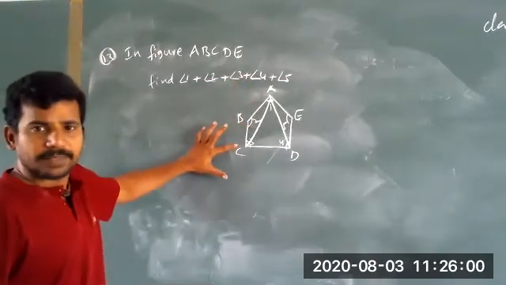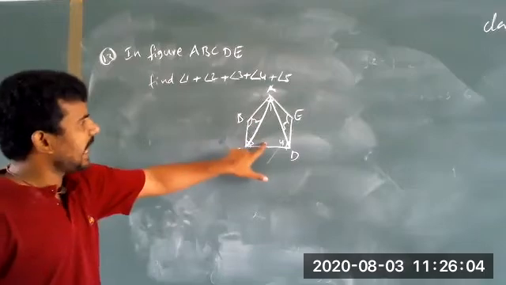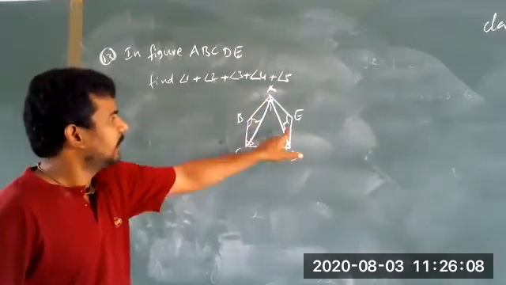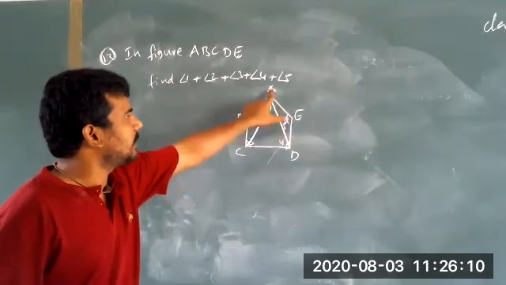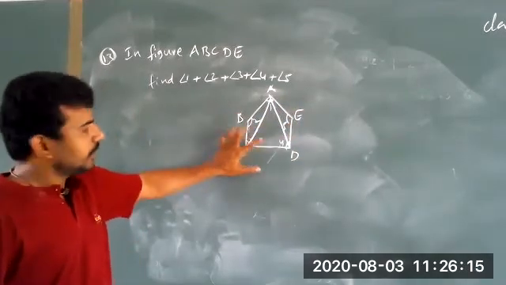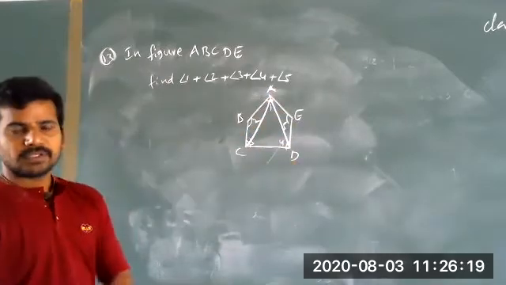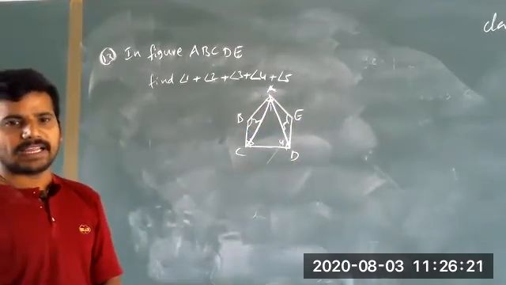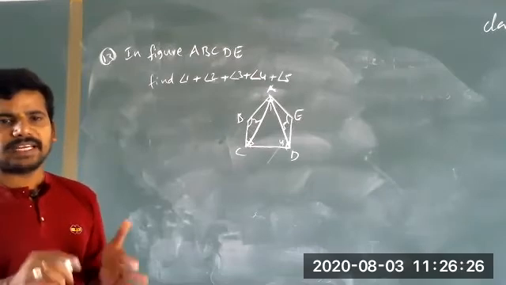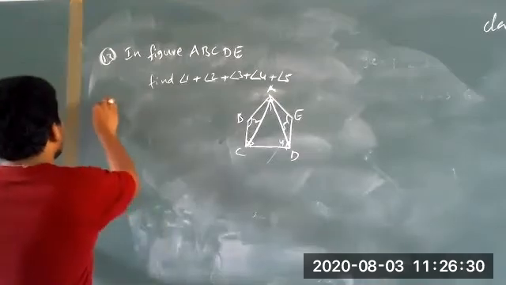Triangle ABC. This triangle name is ABC. This triangle is ACD. Which triangle, children? ACD. This is the third triangle, AED. So how many triangles are there? 3 triangles. What about the angle sum property in a triangle? The sum of 3 angles is equal to how much? 180 degrees.